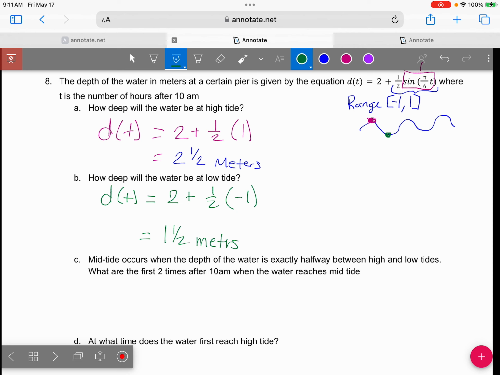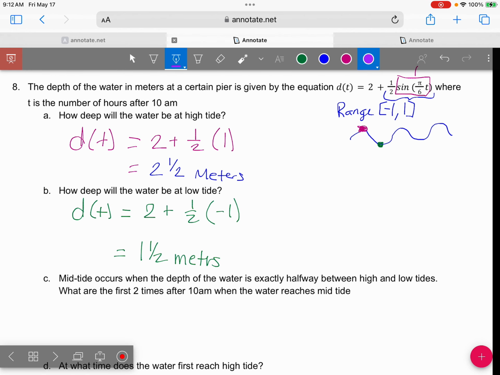So C is kind of a weird one to wrap our brain around again. Mid-tide occurs when the water is exactly halfway between. So what is the value of sine at mid-tide? If high tide is when sine is 1, and low tide is when sine is -1, what's the middle? 0. So this is looking at when sine is 0.